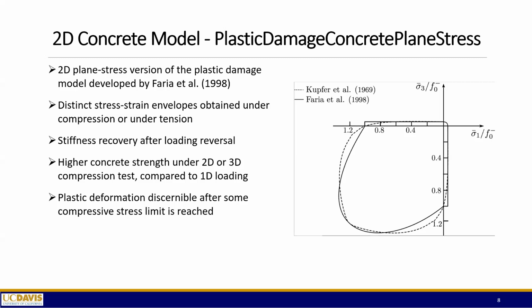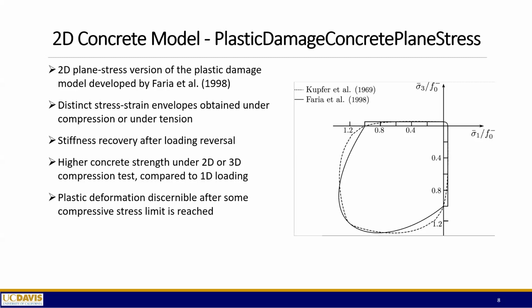The main feature of this model is that it has distinct stress-strain envelopes obtained under compression or under tension. In other words, the evolution of the tensile behavior and compressive behavior are separated. So when you have plastic damage on the compressive side, it does not influence the tensile side. They evolve separately. And also we have stiffness recovery after the loading reversal.